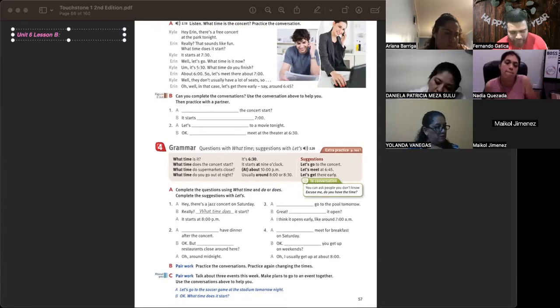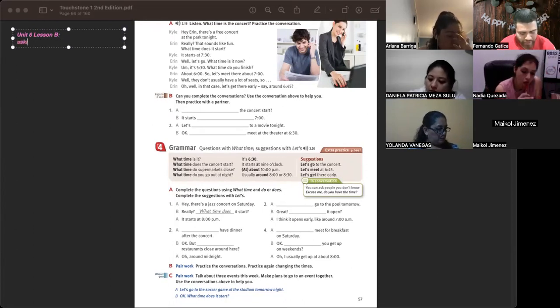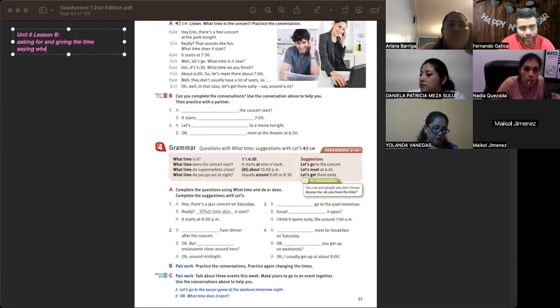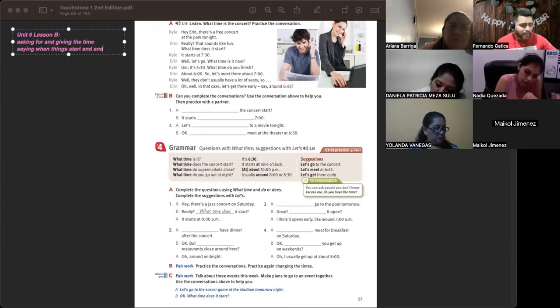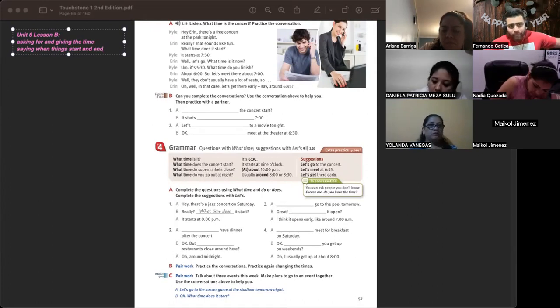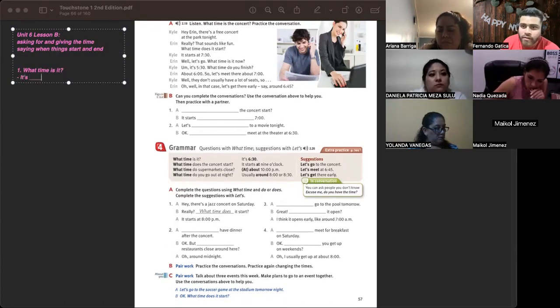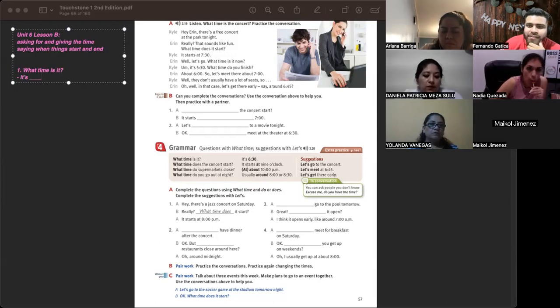In this lesson, we practiced asking for and giving the time and saying when things start and end. En esta lección practicamos pedir y dar el tiempo y decir cuándo las cosas inician y terminan. The most important question, what time is it? ¿Qué hora es? What time is it? Daniela, what time is it? It's 7:10. All right. 7:10, 7:11, same thing.